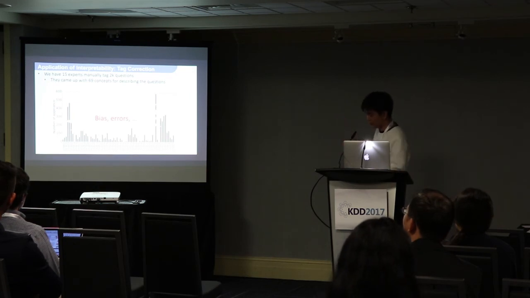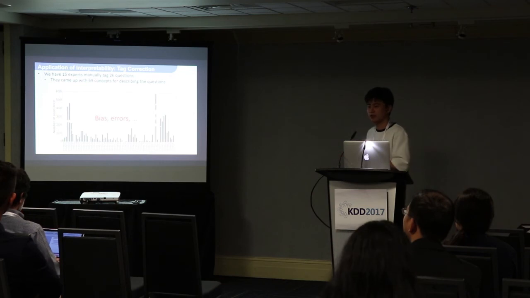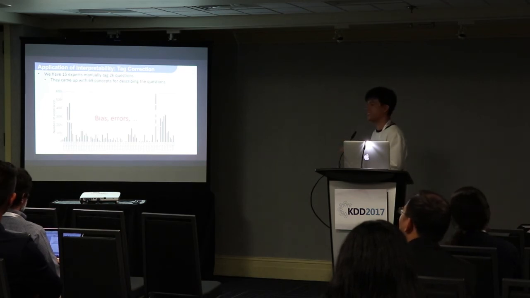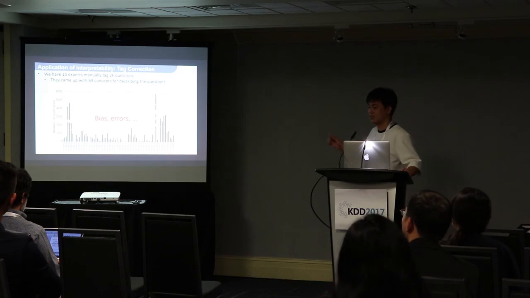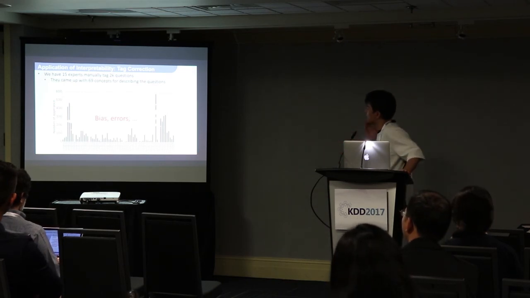Before I explain how we can do that, let me first explain our data set and these tags. We actually hired 15 experts to manually tag each of the 2,000 questions that we have. They first gathered together and came up with 69 concepts to describe these 2,000 questions, and they tagged each of the questions with these concepts. And this is the histogram that they came up with.